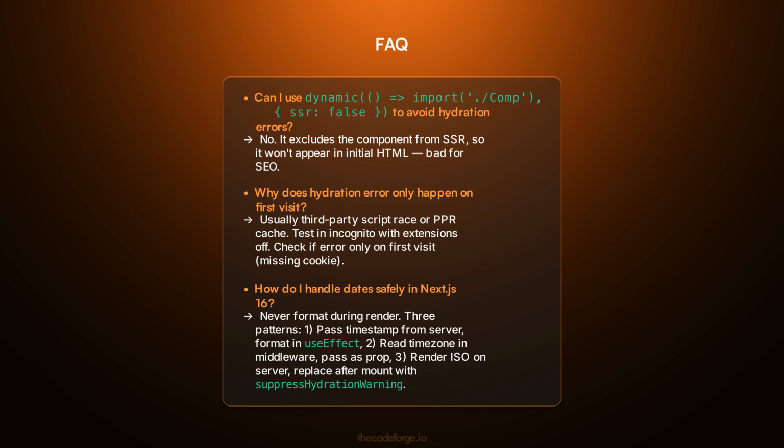How do I handle dates safely in Next.js 16? Never format during render. Three patterns. One, pass the timestamp from the server, format in useEffect. Two, read the timezone in middleware, pass it as a prop. Three, render ISO on the server, replace after mount with suppressHydrationWarning.